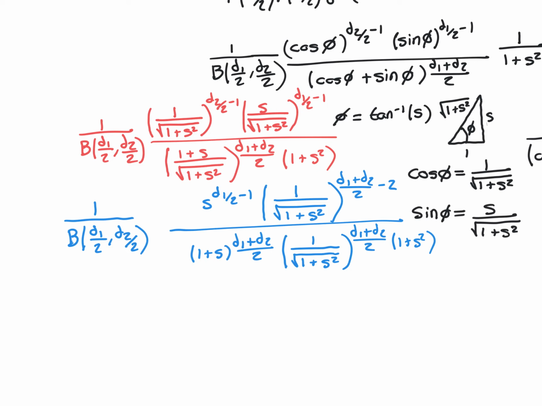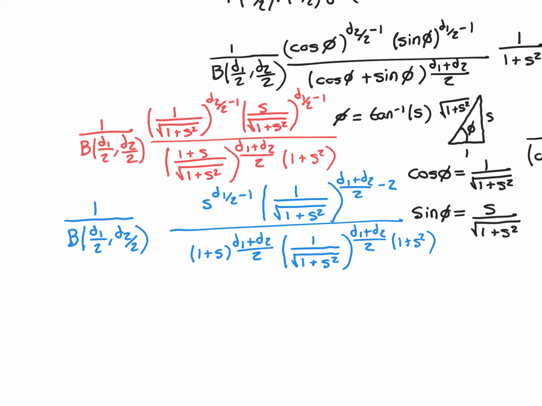So I've separated it into s to the power of this times 1 over the square root of 1 plus s squared to the power of this. And then I've combined that bit, which is 1 over the square root of 1 plus s squared to the power of this, with this bit here. So the s to the power of d1 over 2 minus 1 is here, s to the power of d1 over 2 minus 1. And then this bit here is the combined 1 over the square root of 1 plus s squared from here and the 1 over the square root of 1 plus s squared from here. So I just have to add their two powers together, which gives me d1 plus d2 over 2 minus 2.